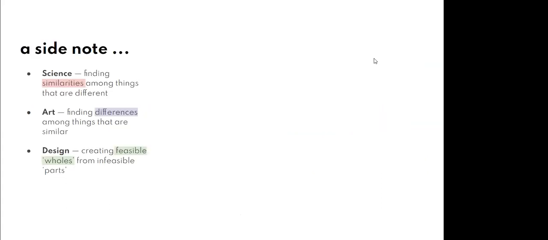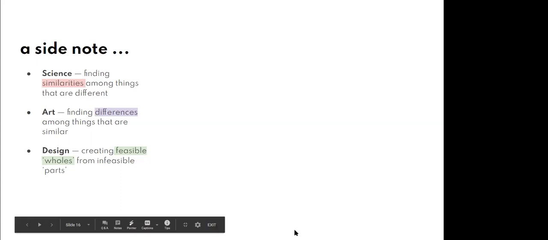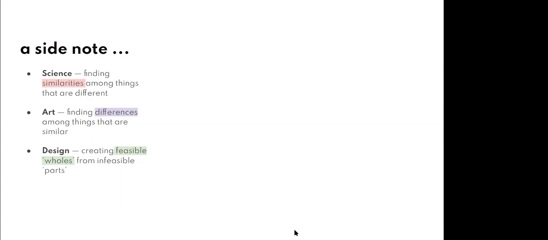Now, a side note, just in terms of what they mean by science, art, and design, and this "and" relationship between them. Science is finding similarities among things that are different. Art is finding the differences amongst the things that are similar. And design is creating feasible wholes from infeasible parts. And I'll just leave you with that.